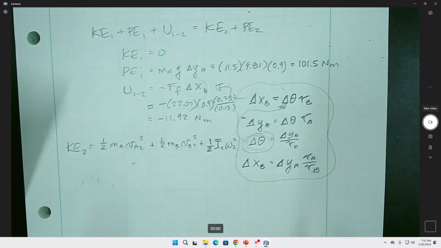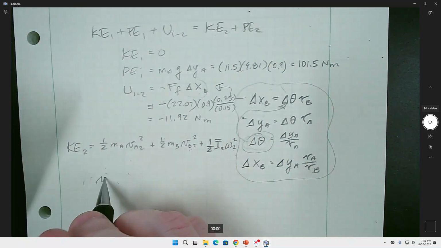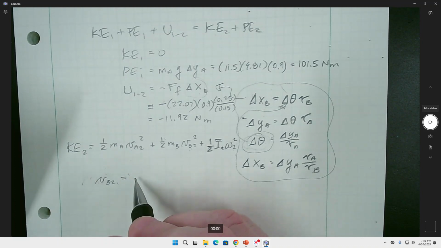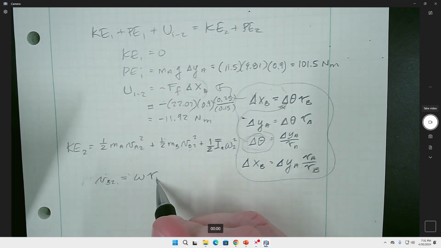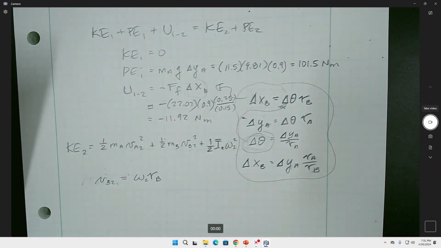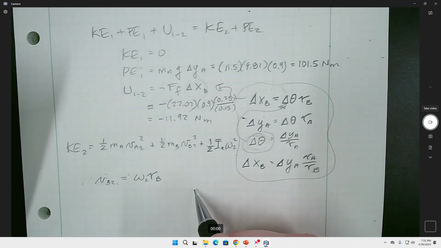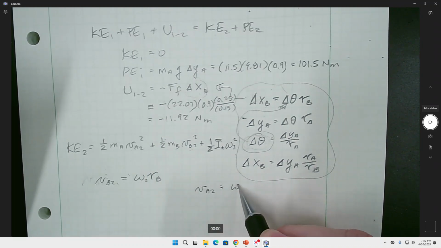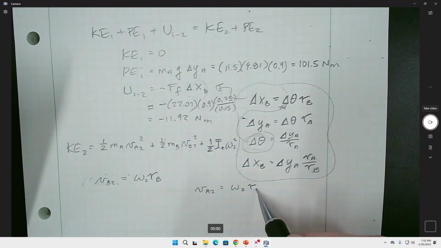So the other ones, we want to put them in terms of that. So v_B2 is going to be equal to omega 2 times R_B, right? All right, well, that didn't help us any. But we do know that, I should have done this anyway, v_A2 is equal to omega 2 R_A.